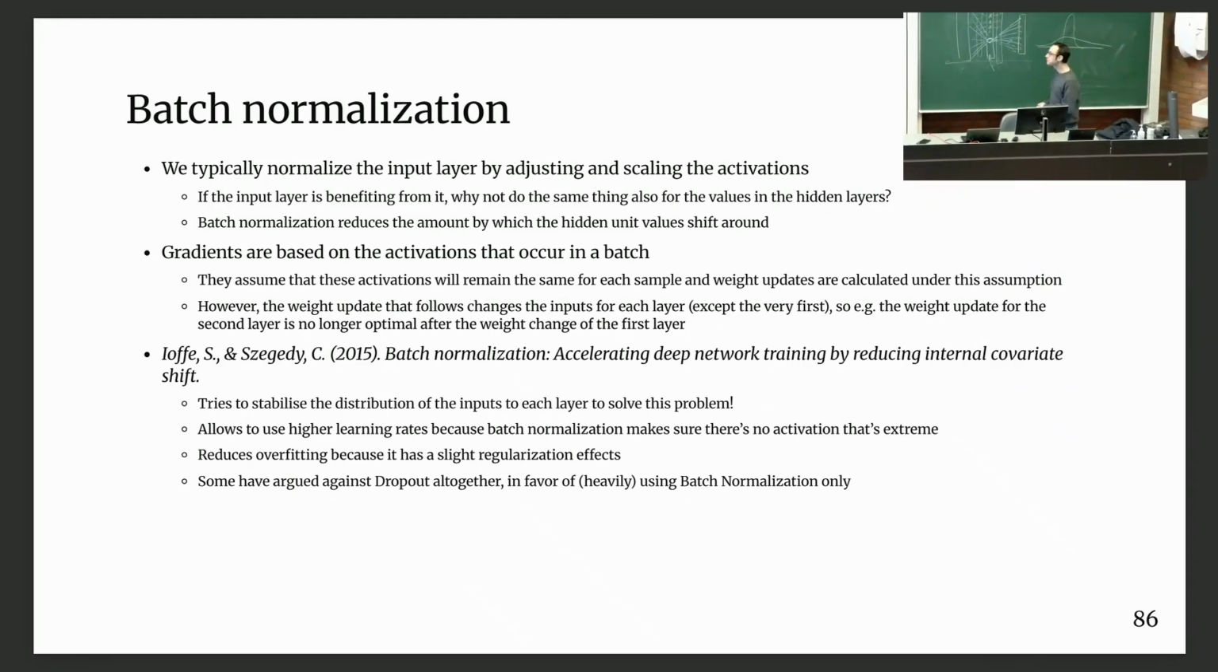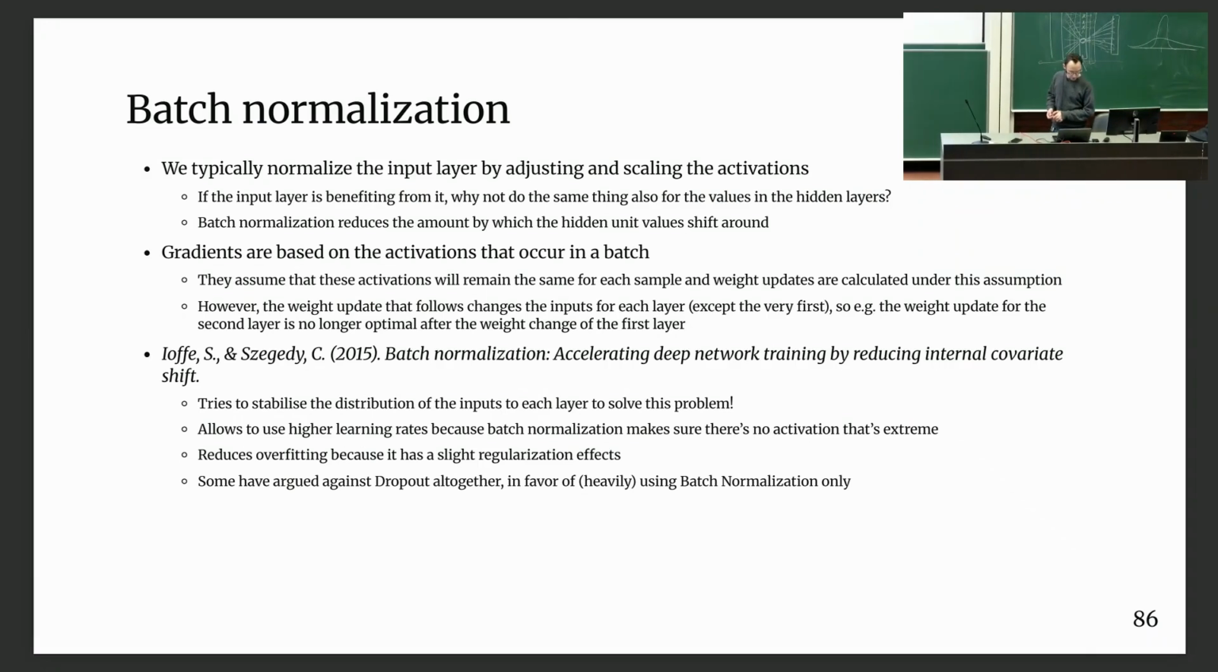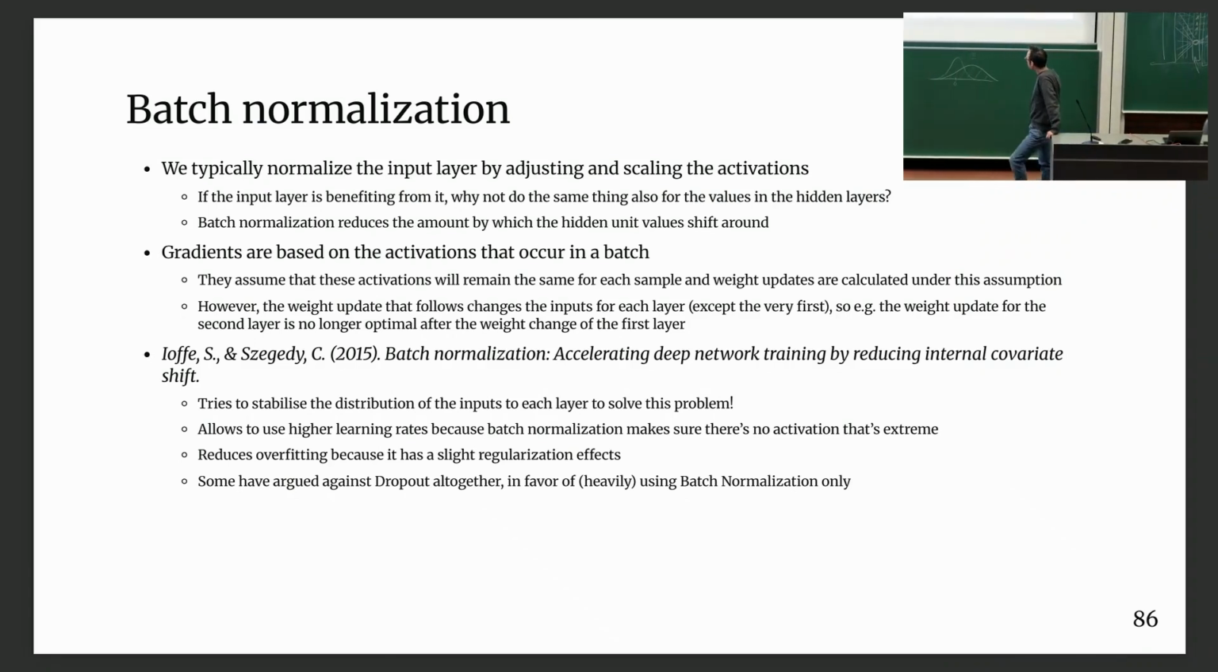So basically what this batch normalization paper implements is it tries to stabilize the distribution of the inputs to each layer, to kind of learn actually how you should apply the normalization itself.